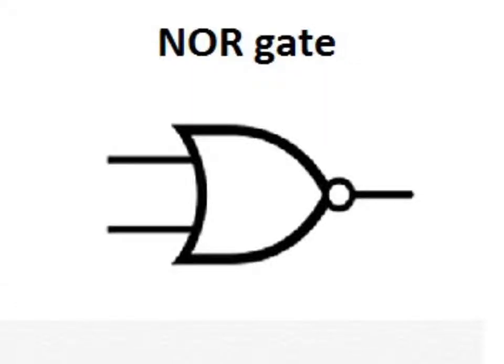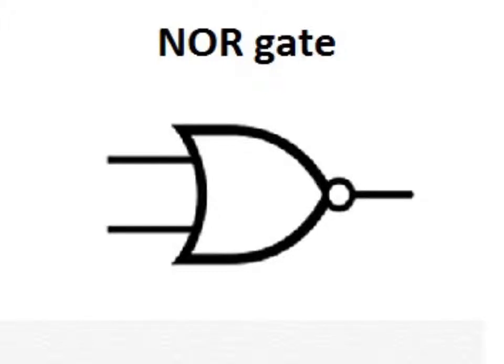The NOR gate acts like an OR gate with a NOT on its output. We see from its symbol that it looks like an OR gate, and it borrows the little circle on the output side from the NOT gate. This is the NOR gate.